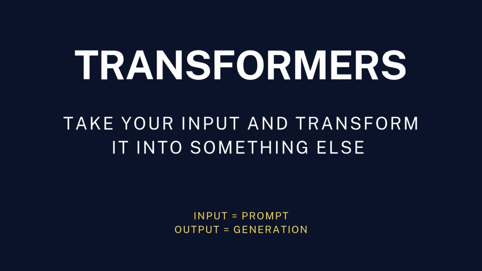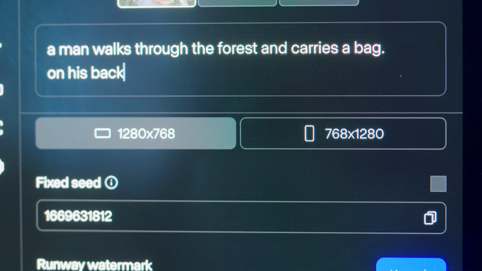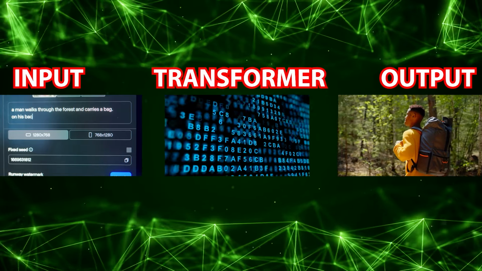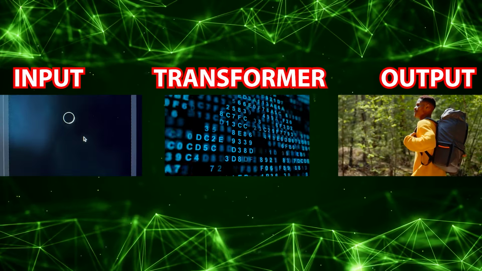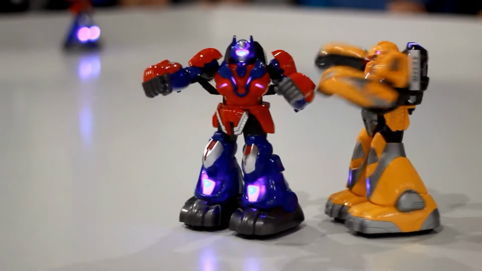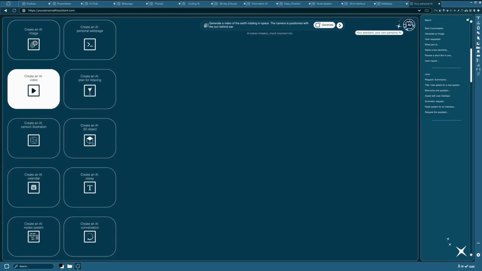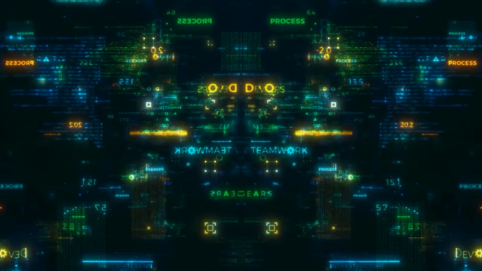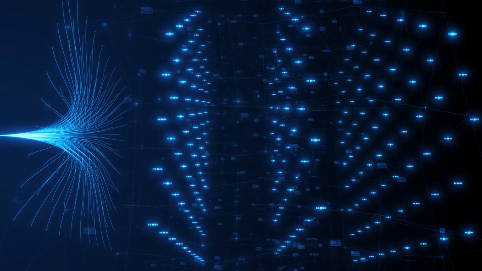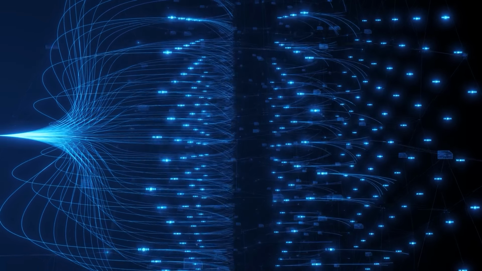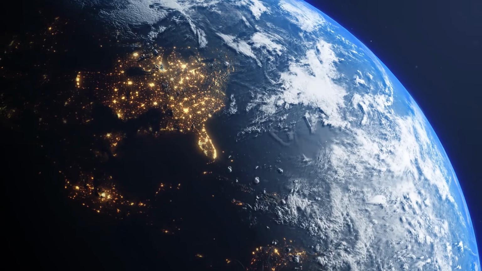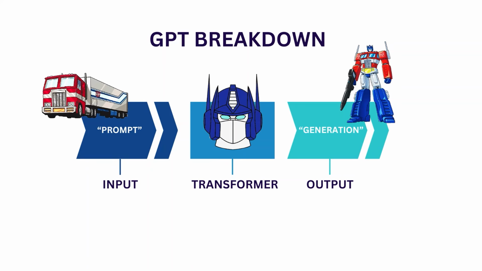These models are transformer models. Basically, they take your input, or what we call the prompt, and they transform it into something else. An output, that's the generation. Let's look at the concept of transformers more closely. Basically, you have an input or a prompt. That input goes into a transformer model, which then does a billion little calculations and takes your input and transforms it into output. Input, transformer, output.